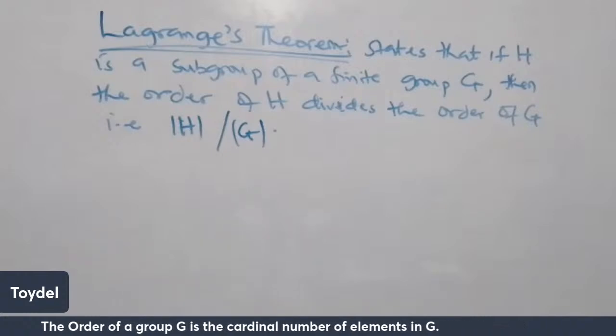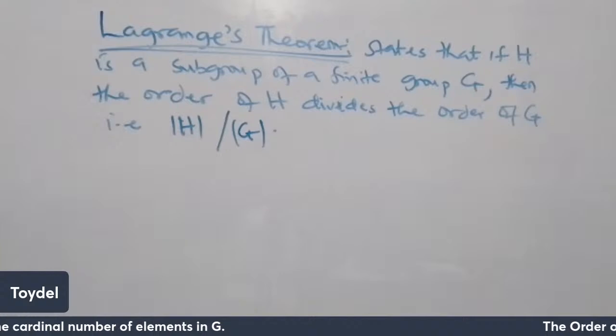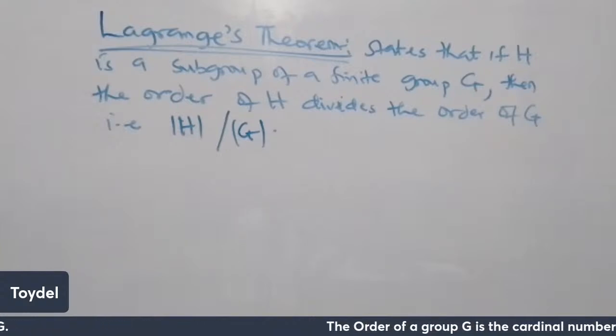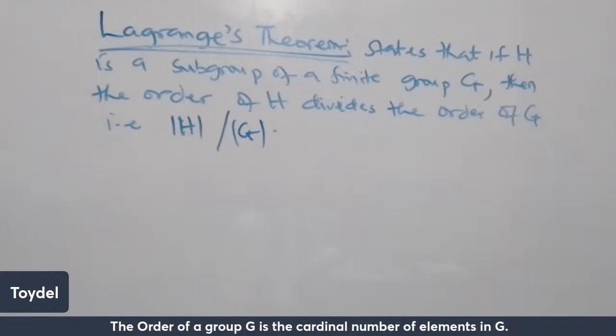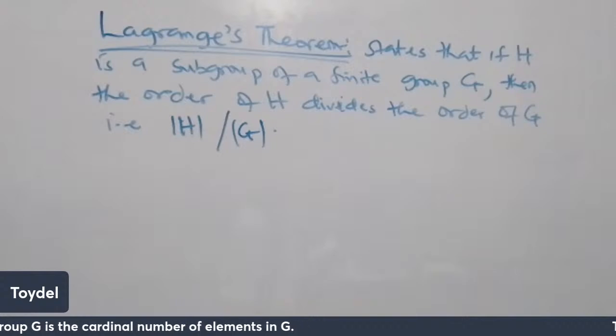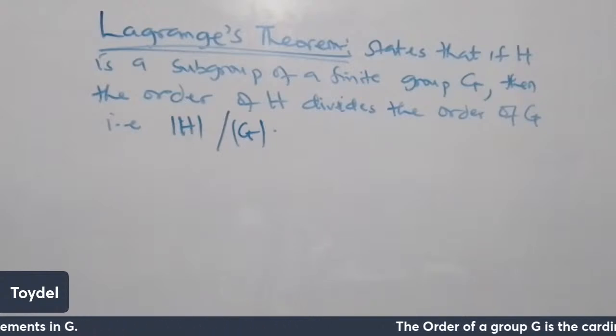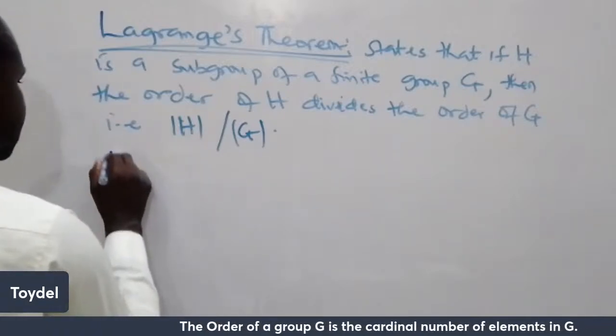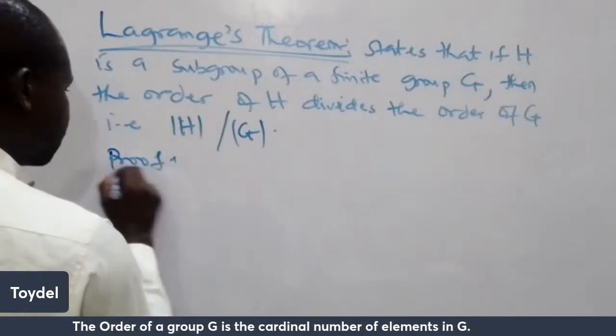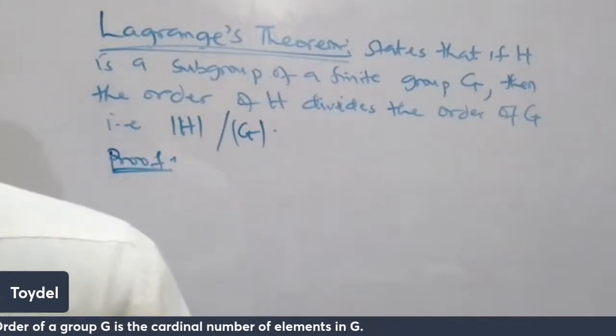So Lagrange's theorem states that if H is a subgroup of a finite group G, then the order of H divides the order of G. That is what we have. So how do we prove this theorem? For us to be able to prove it, there are about 6 steps that will follow.